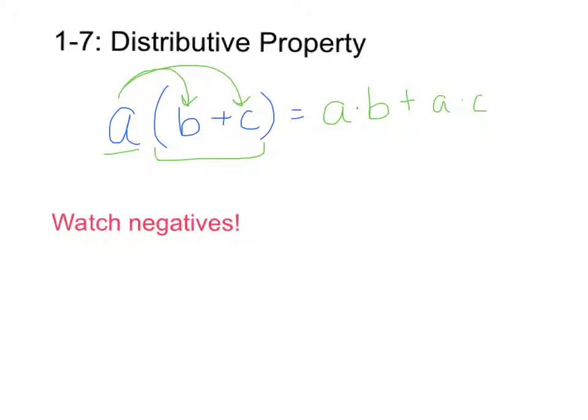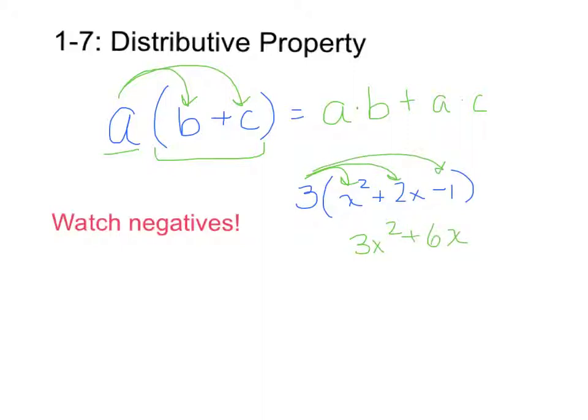So, an example, if I have 3 times x squared plus 2x minus 1, I'm going to take the 3, distribute it to get 3x squared. 3 times 2x, keeping the plus, would be 6x. And then 3 times 1, keeping the minus sign, would be minus 3. So this is how I basically distribute.